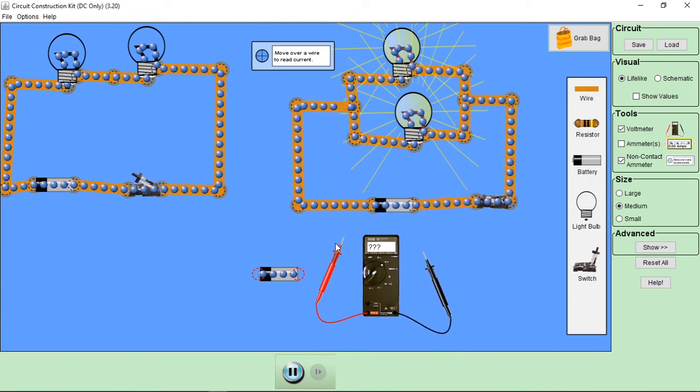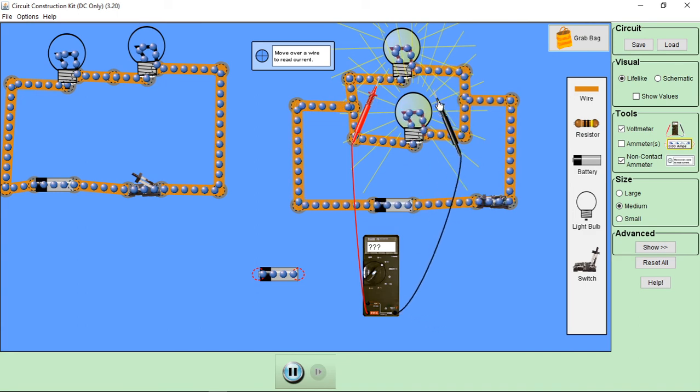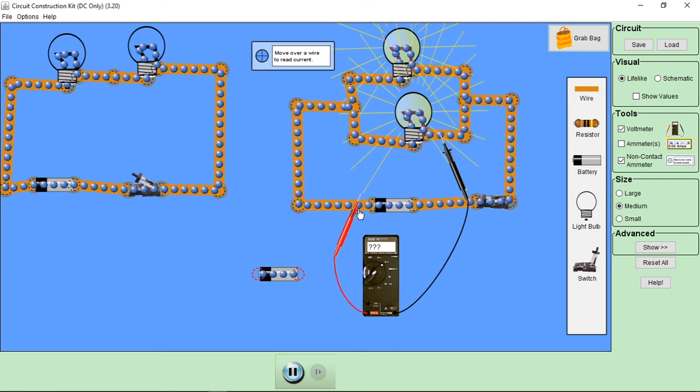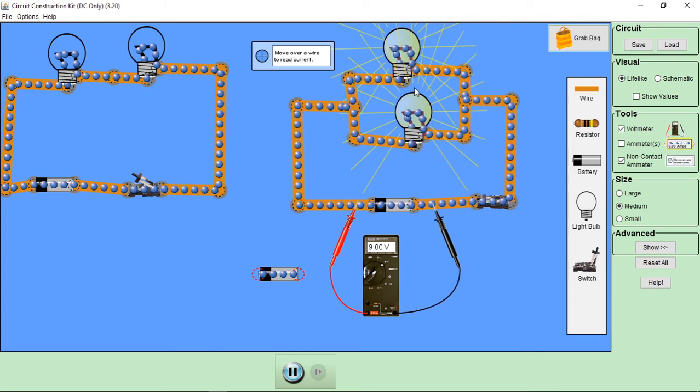So, this one here, connected here, 9 volts. This one here, 9 volts. At the cell here, 9 volts. 9 volts drop here. So it's like when electrons come here, you see, some go up, some go down.